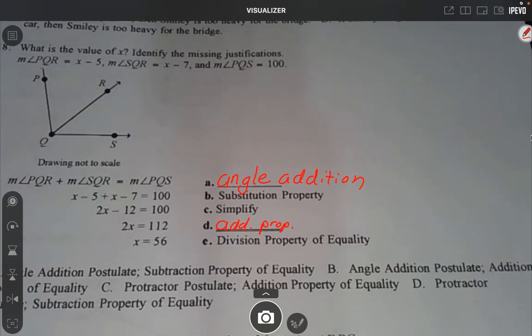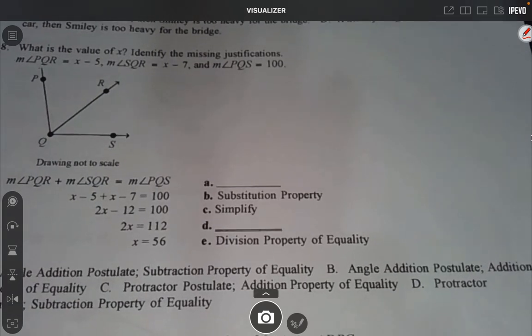So that one. We don't even have a protractor postulate. That one was what? B. It was B? Mhm. Oh yeah, sorry, I see. I can't see the whole thing up there.